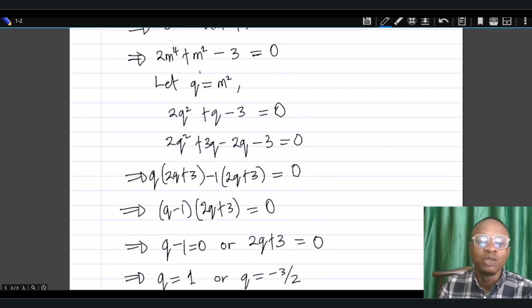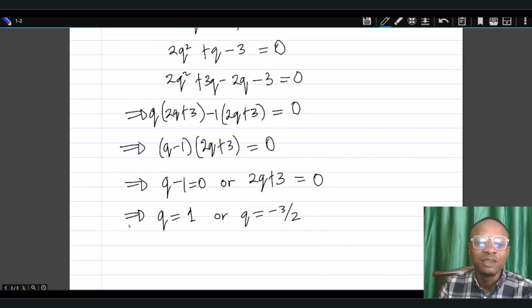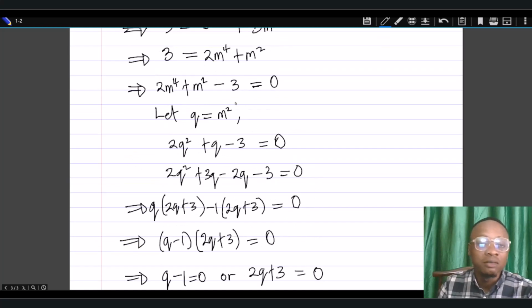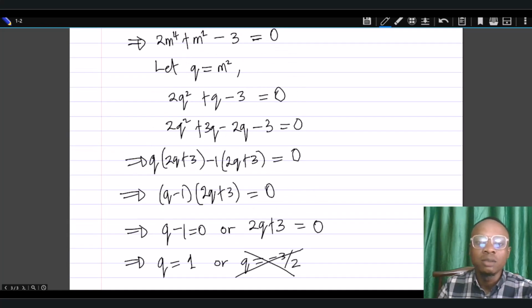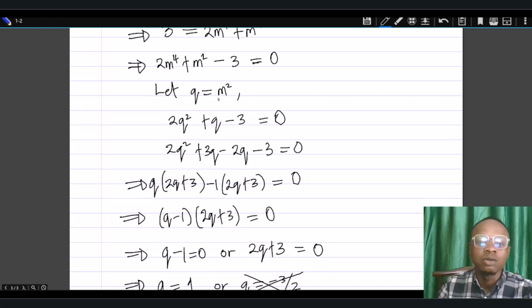And of course, we know q is m squared. So this is suggesting that m squared equals 1, and this is suggesting that m squared equals minus 3 over 2. Of course, we know that the square of a real number, which we are dealing with now, cannot be negative. So that means we can discard this result, because the square cannot be negative.